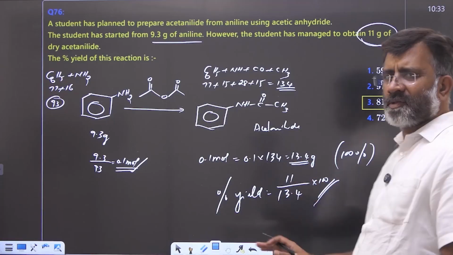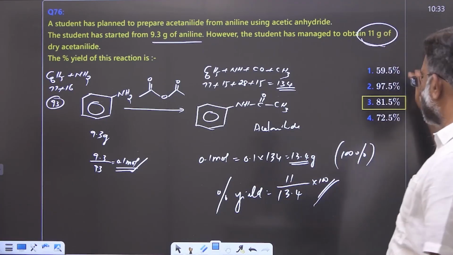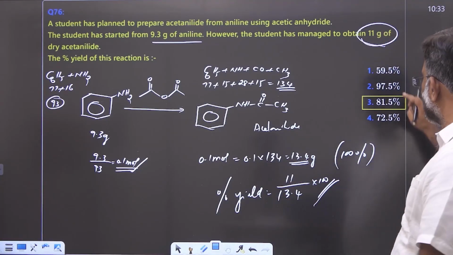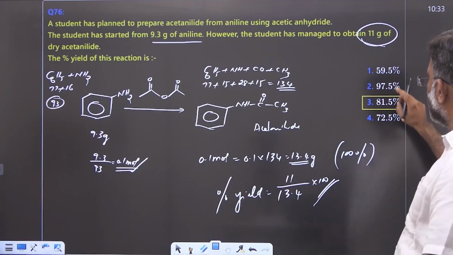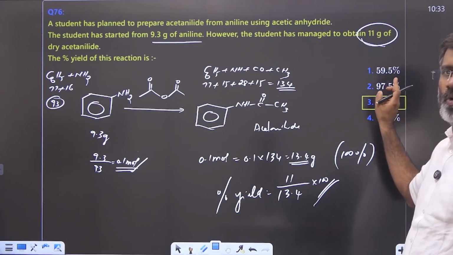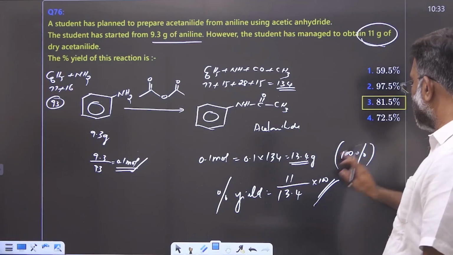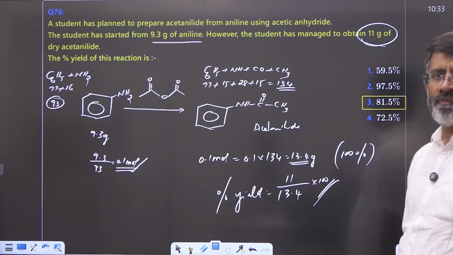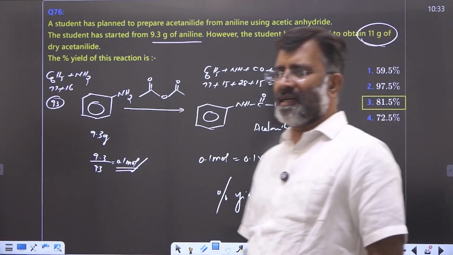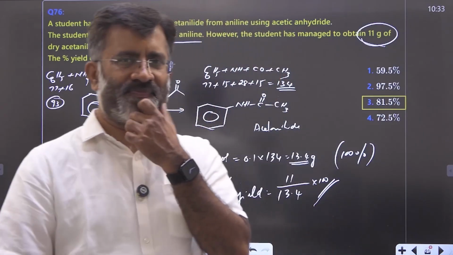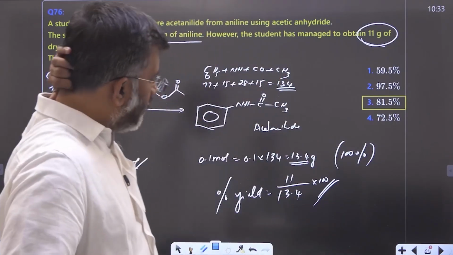Without a calculation, you can comment. First and fourth choice straight away out. Then there can be a confusion between the other two. Anyway, it's very close to 100%, so it will be nearly 82%. That will be the answer. 11 out of 13, nearly 80%. So that will be the answer.